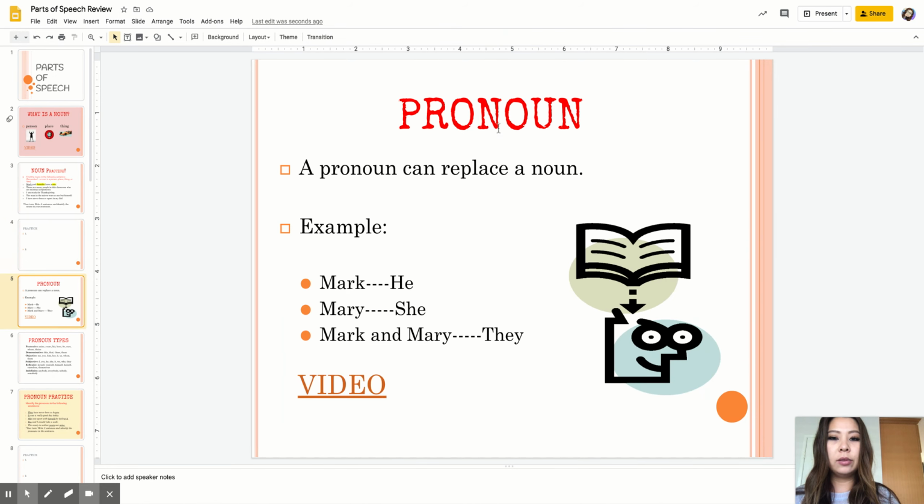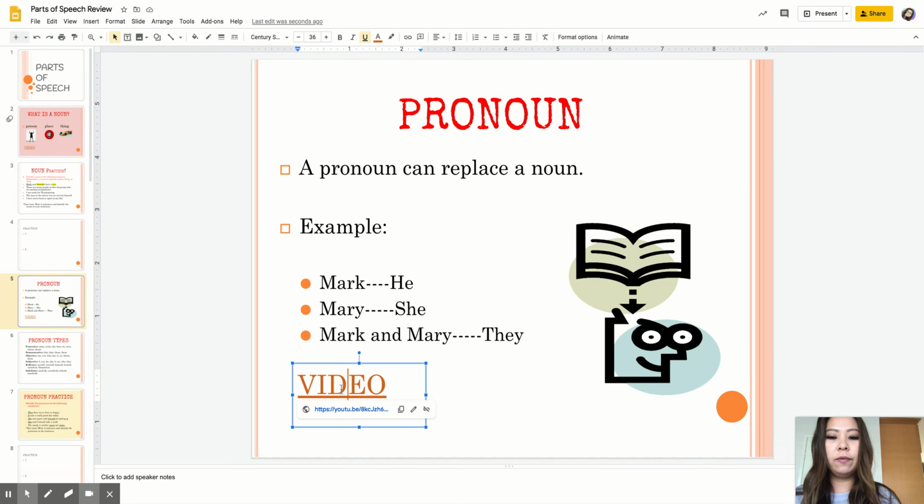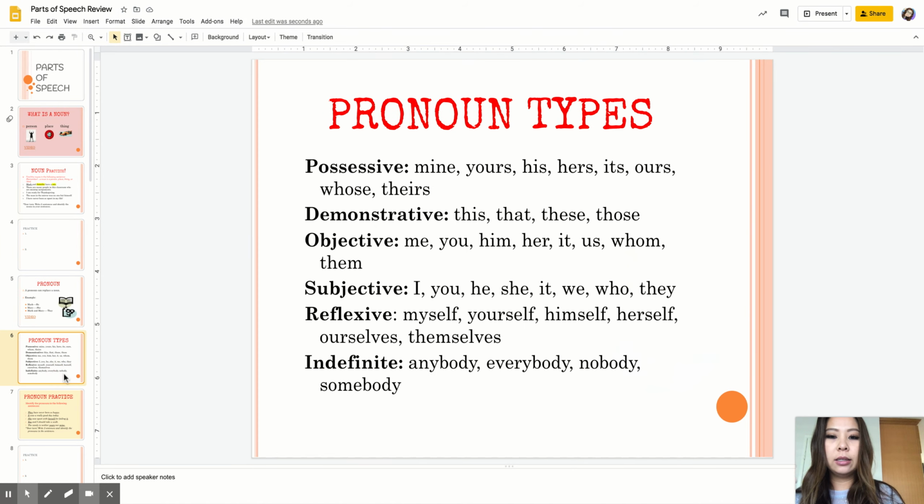Then in nouns, there are pronouns, and pronouns are words that takes place of a name. And you can watch the video right here to explain to you what a pronoun is. Okay, so here are some example of pronouns. Here are some possessive pronouns, some demonstrative pronouns, some objective pronouns, some subjective, reflexive, and infinite.